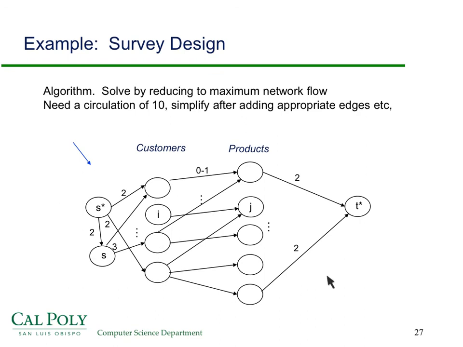So if there is a circulation here that satisfies the 10 units of demand, 2 units for each product, then you're going to have these 2 extra units, and you're going to be able to tell which customers' questions are going to be used by whether the flow on these edges is 0 or 1. So that shows how the problem gets solved.